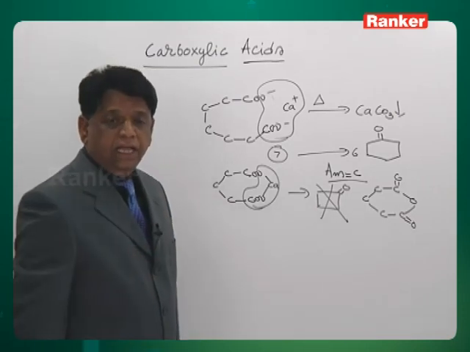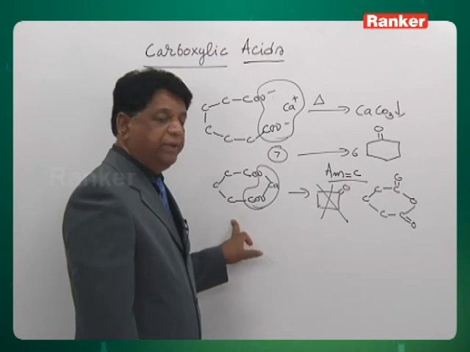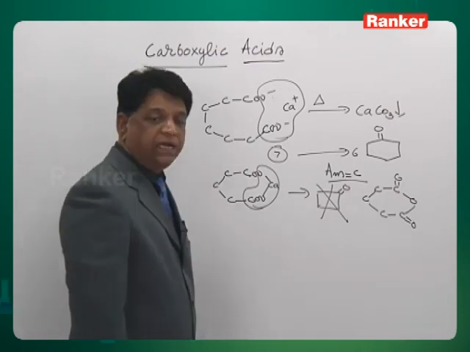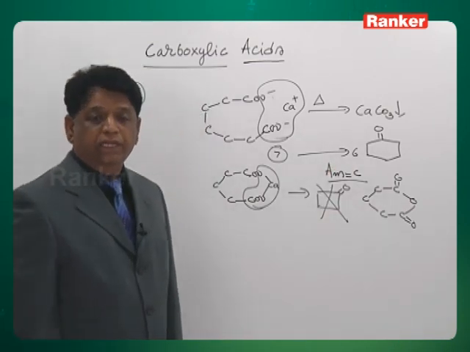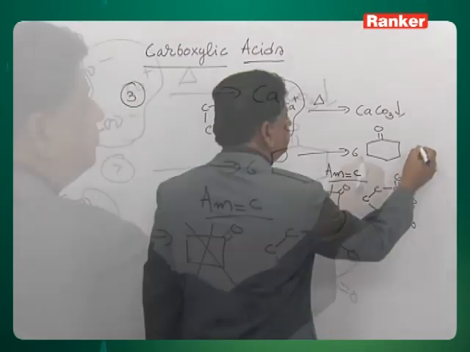So, the cyclic acid anhydride B is also the right answer in the case of calcium adipate, calcium glutarate. So, from adipic acid onwards, we get this type of calcium salts that will give the ketones, that is, a cyclic ketone is the answer. C is the right answer.